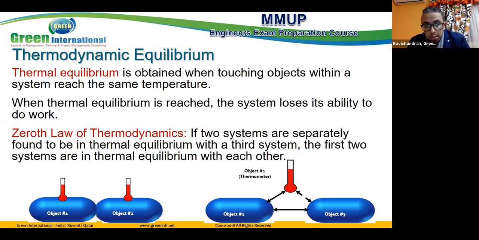If two systems are separately found to be in thermal equilibrium with a third system, the first two systems are in thermal equilibrium with each other.